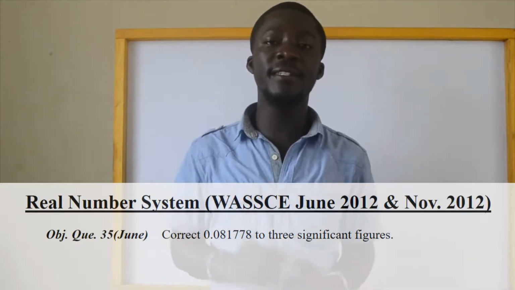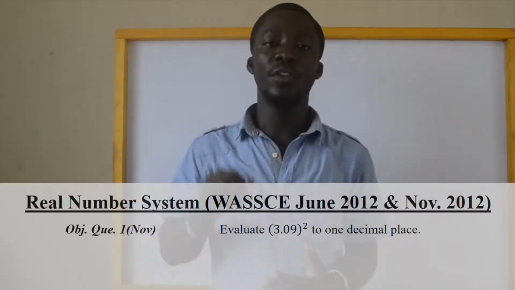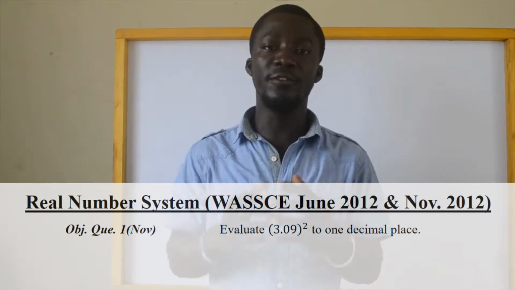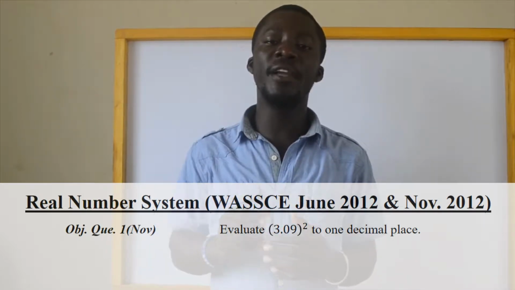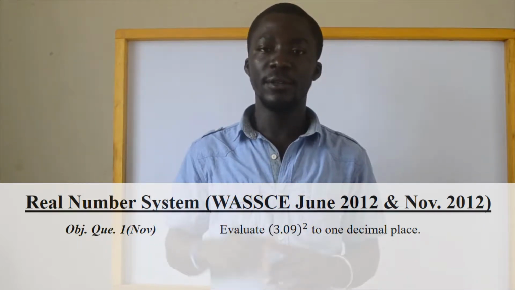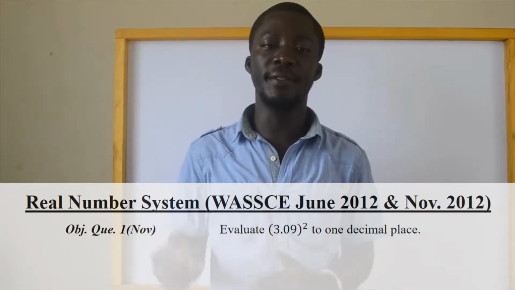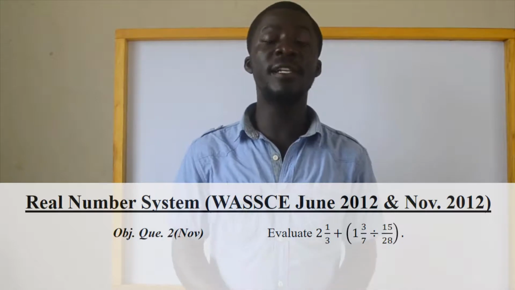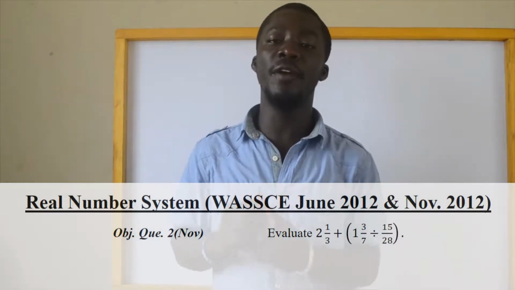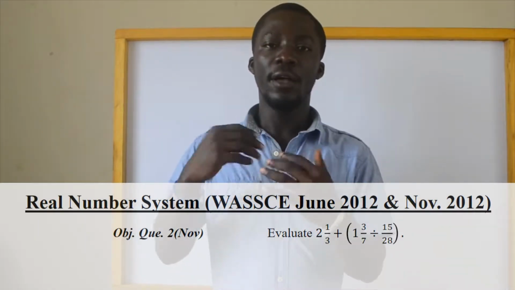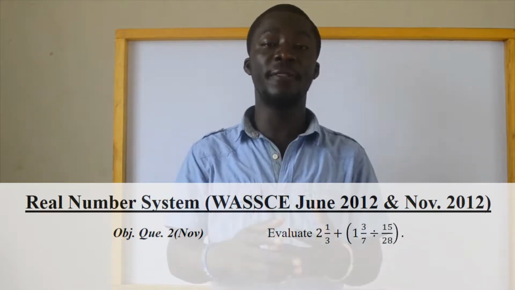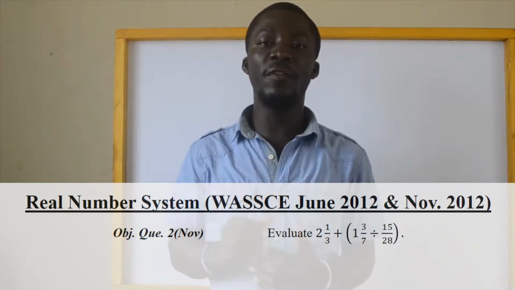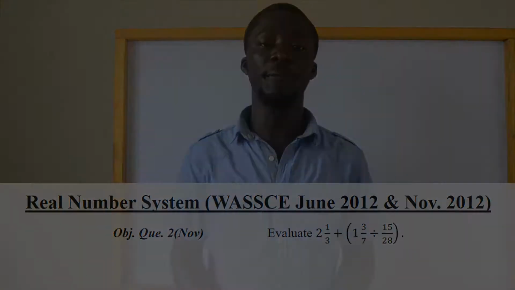0.081778 to 3 significant figures. Objective question 1, November. Evaluate (3.09)² to 1 decimal place. Objective question 2, November. Evaluate 2 1/3 + (1 3/7 ÷ 15/28).